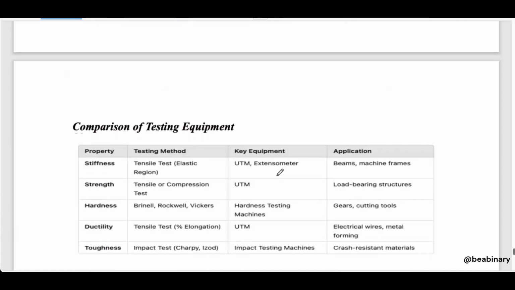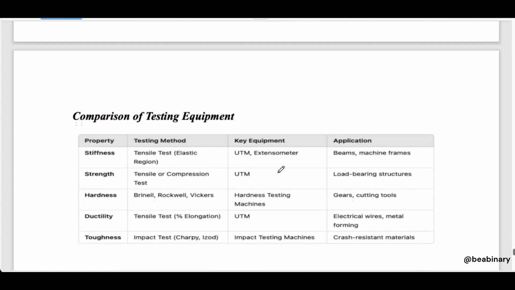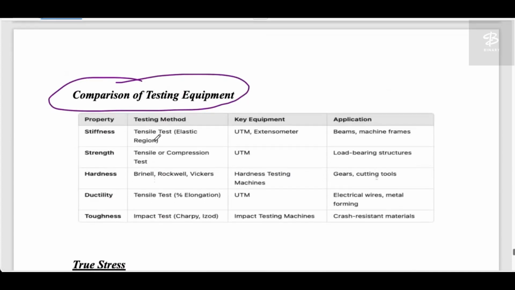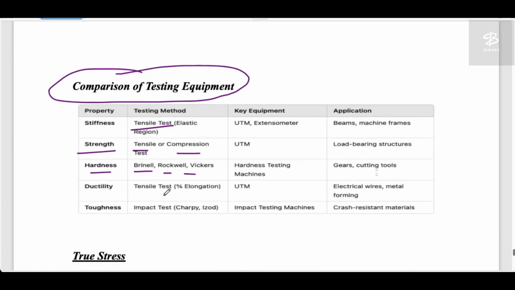If we talk about the comparison of the testing equipment, what are the equipment that has been used, this is your comparison. For the strength that you need, tensile strength, the tensile test. If we talk about the strength, the tensile or compressive. If hardness, then we have Brinell, Rockwell, and Vickers. Three kinds of test methods.